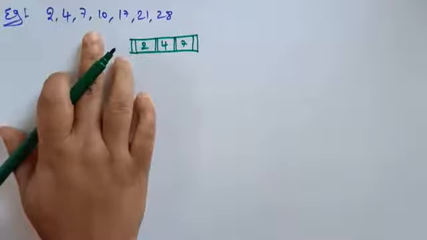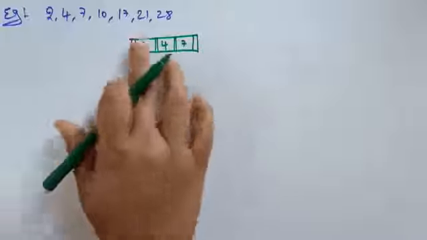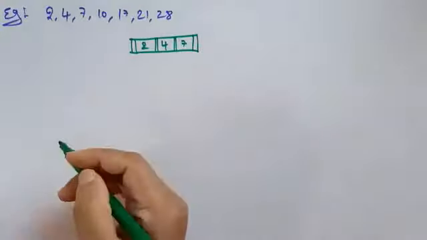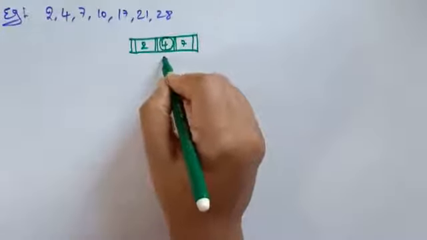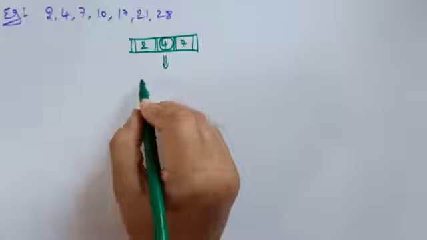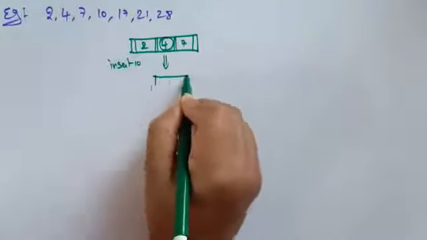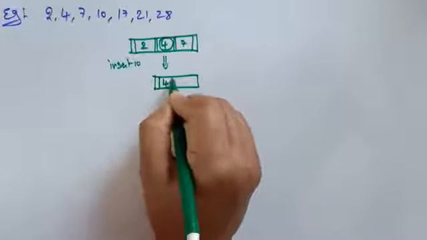Now I want to insert 10. Where can I insert? There is no space in my node, so I want to divide this internal node. Which number do I have to split? The middle number needs to be split. So now insert 10. 4 becomes the root node.